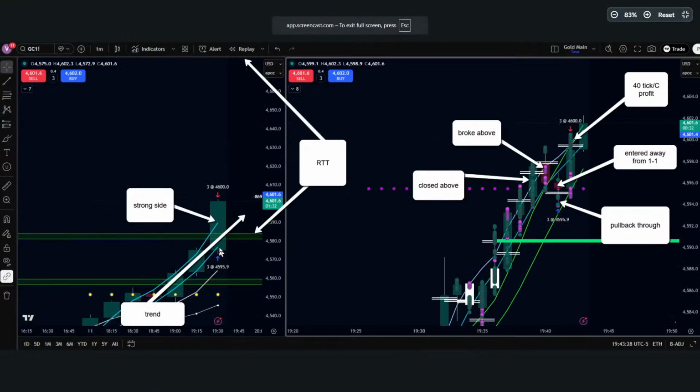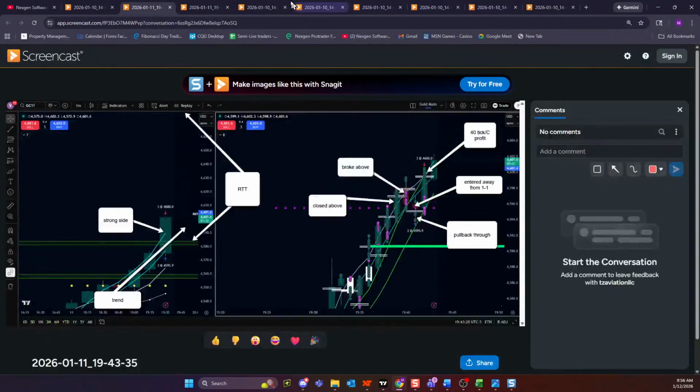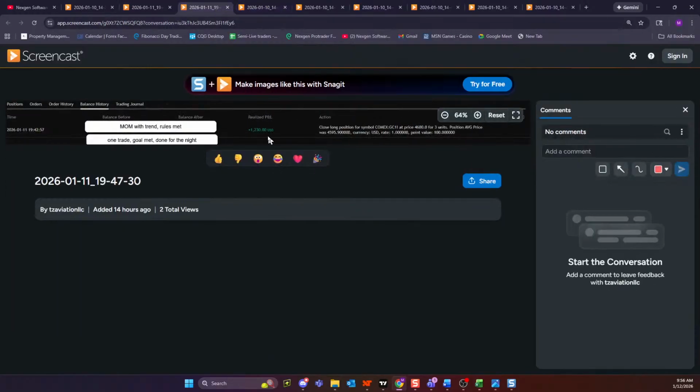And then the momentum trades. The trend is up. Strong side of the triggers. Wayne lets price break above trouble and pull back. This is the momentum trade. This is the second trade in your plan. And Wayne, 40 tick profit. Beautiful. What a great trade. It's a $400 trade, probably in a matter of seconds, or at least a minute and a half. Nicely done. Momentum trade, rules met, one trade, goal met, done for the night. $1,200 night. Nice job, Wayne.